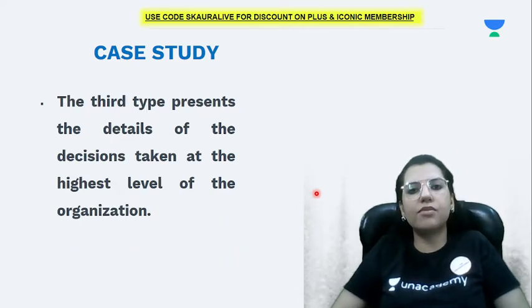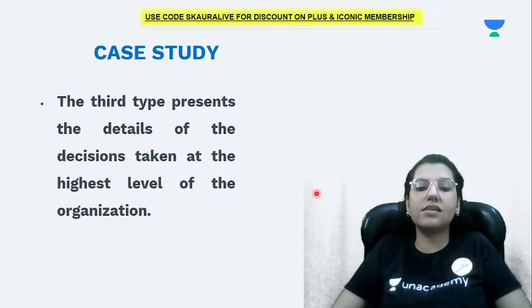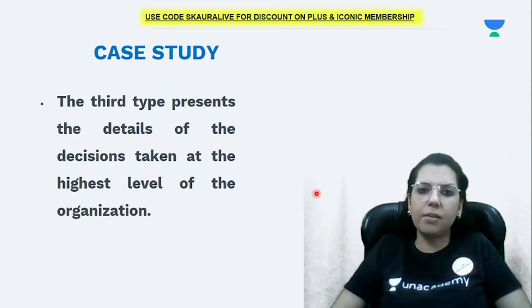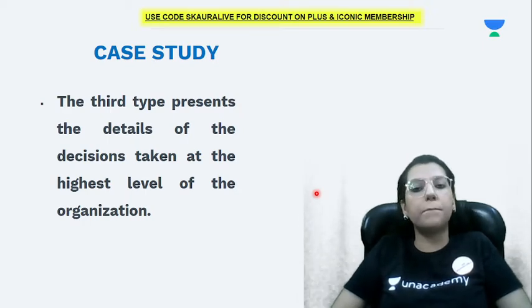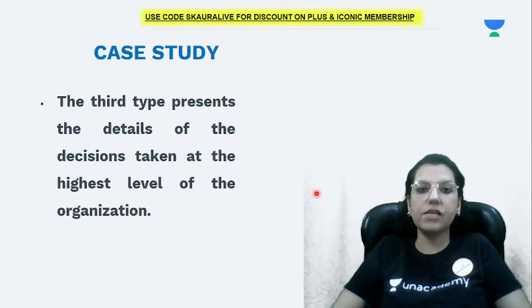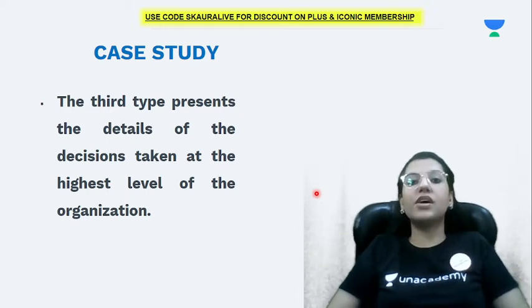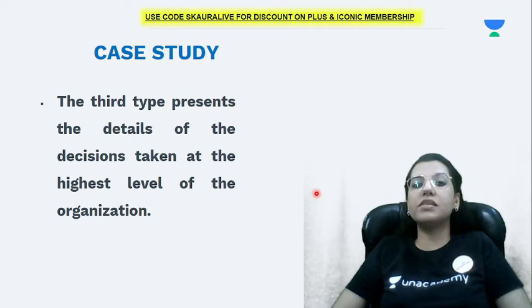Now, is there any third type of strategic management as well? And if yes, what kind of case study is this? If I talk about the third type, it presents the details of the decisions taken at the highest level of the organization. Let's say if you join any company, from day one you're not going to be the senior vice president, director, chairman, or CEO. But through these case studies, you'll get a chance to sneak a peek into how decisions are taken at the highest level. Decision making is the most tough thing, and the details of the decisions by the top management would be there in the case study.